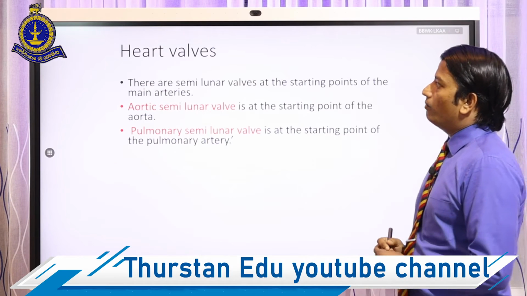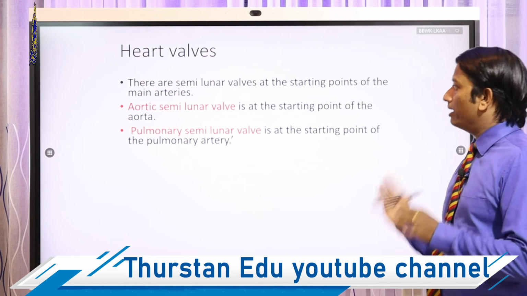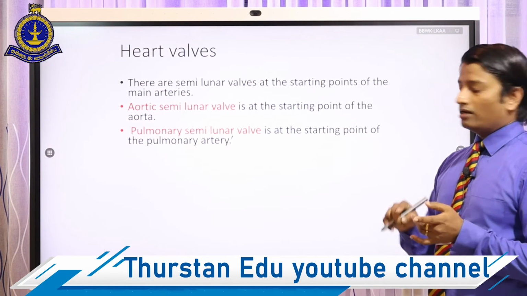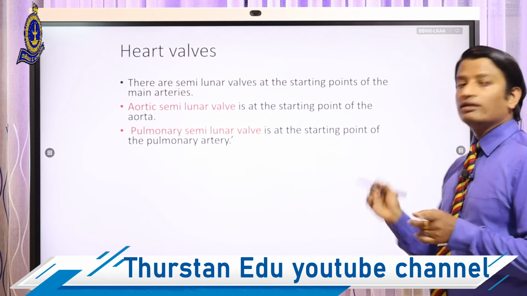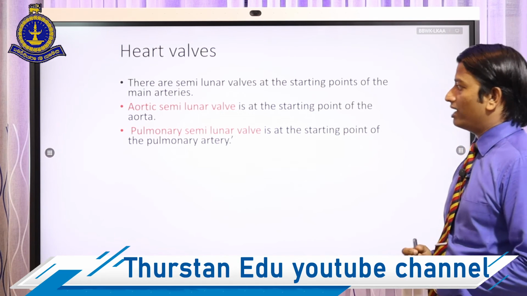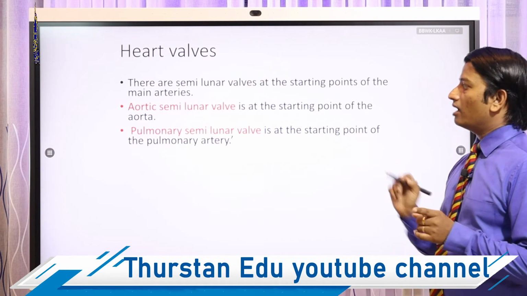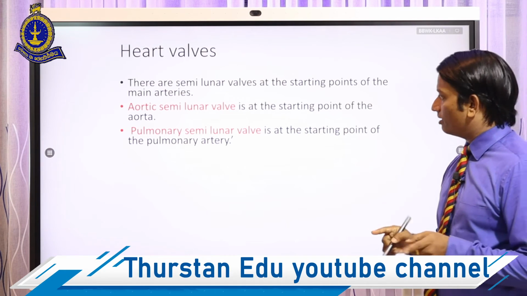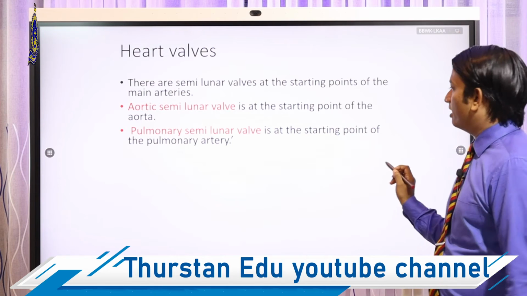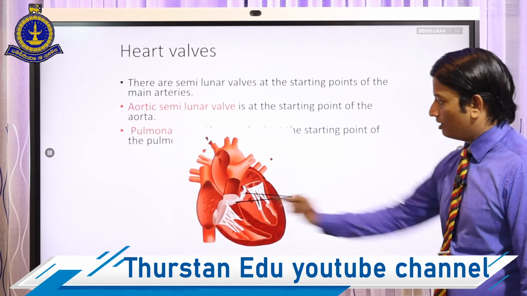Then valves. We studied there are semilunar valves at the starting point of the main arteries, which means the pulmonary artery and aorta. They are known as aortic semilunar valves. The aortic semilunar valve is at the starting end of the aorta, and we can identify the pulmonary semilunar valve at the starting point of the pulmonary artery over here.